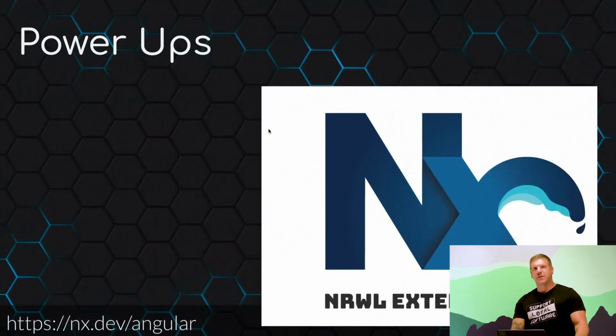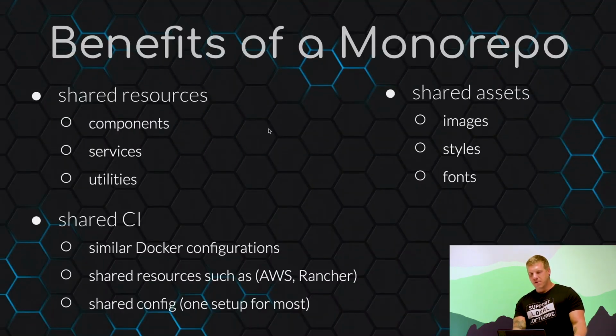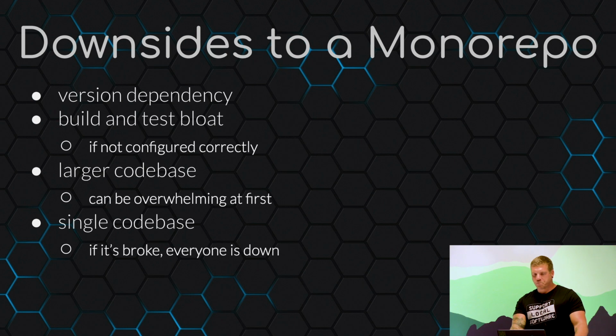So that's all I have. The benefits of a Mono Repo, I think I've shared plenty of those. You got shared resources, components, services, utilities, shared CI, similar configurations, resources such as AWS, Rancher, shared assets.